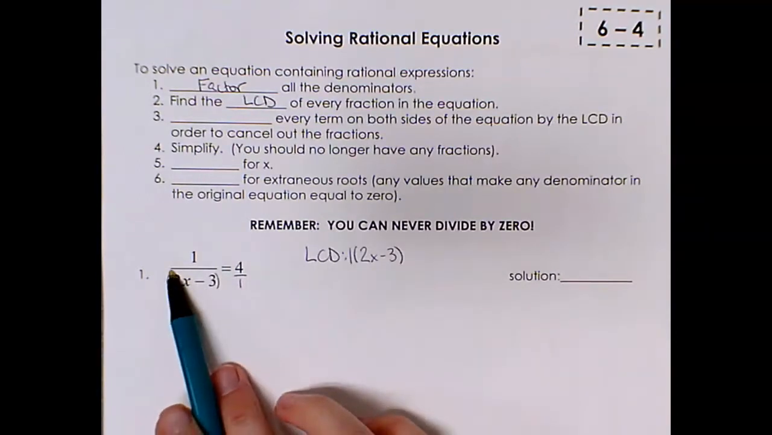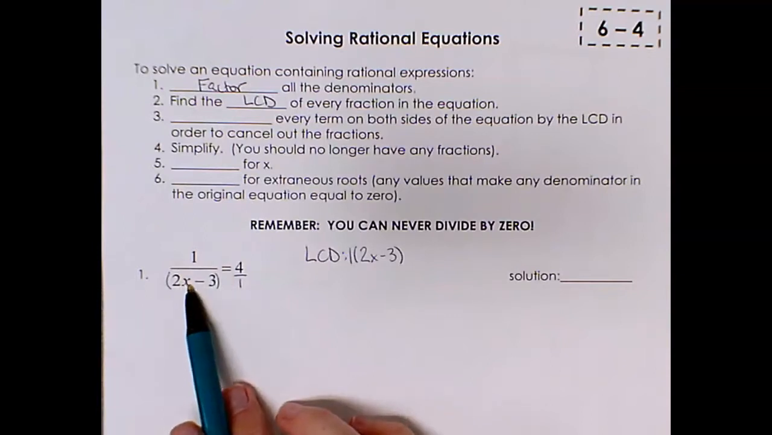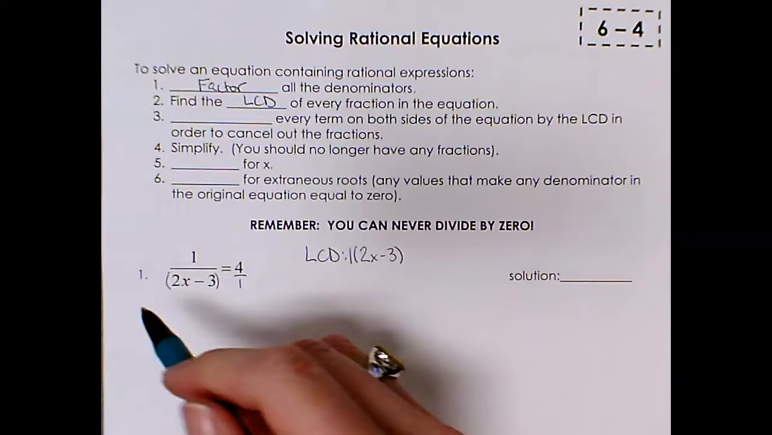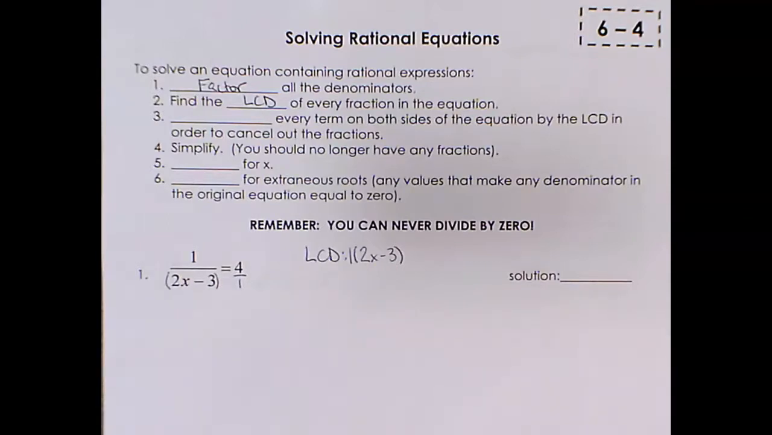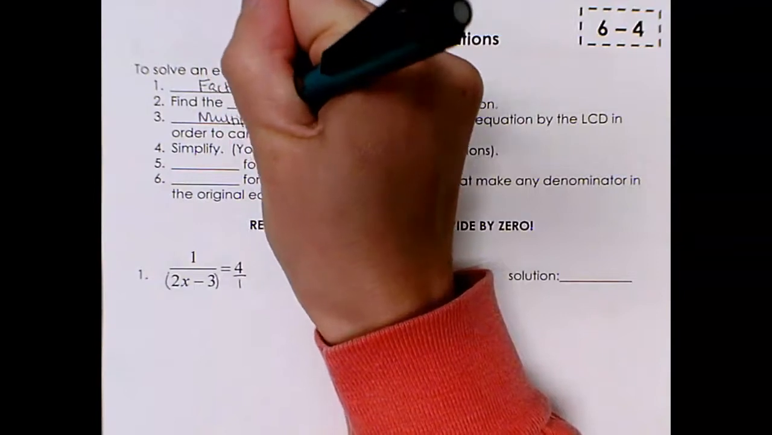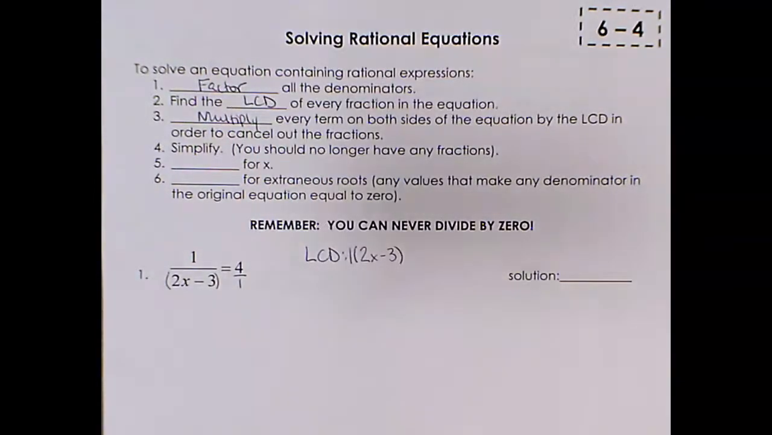And in order to undo the division by this denominator, I need to multiply by the denominator so that I can cancel it out. So if you multiply every term on both sides of the equation by the least common denominator, you're going to be able to cancel out all of the fractions. They're all gone. So in order to do that, you may have to do some simplifying, but eventually it'll all be gone.